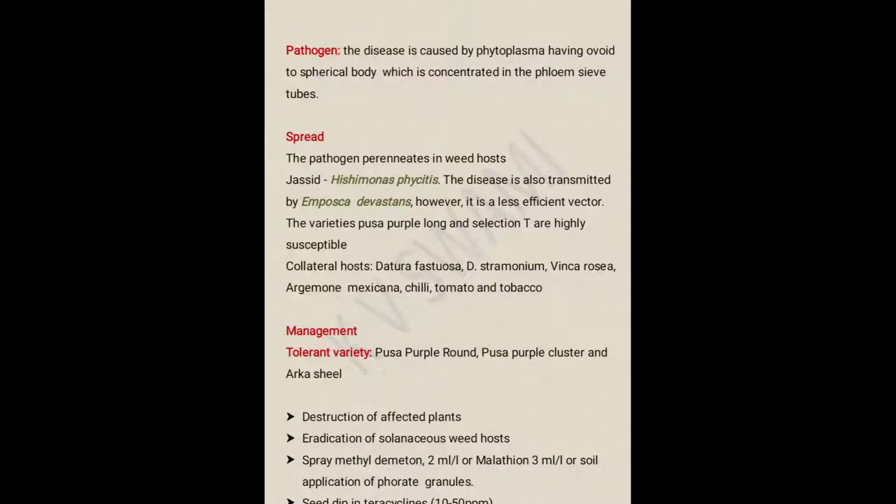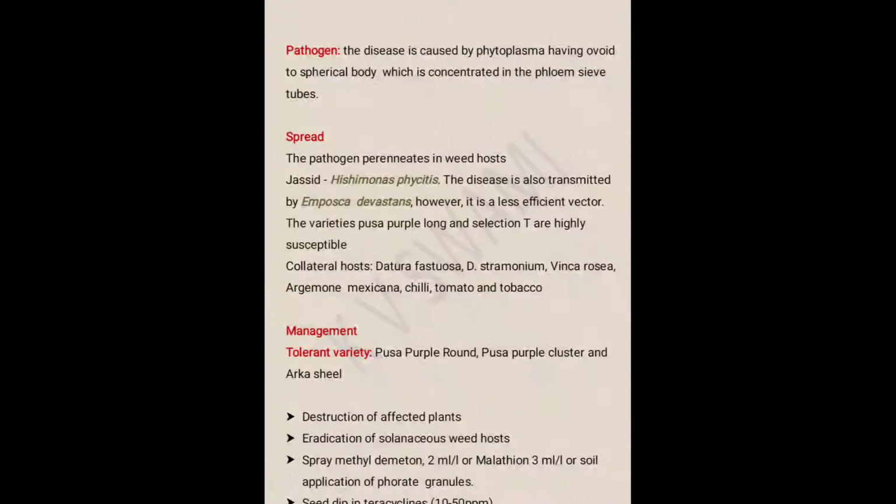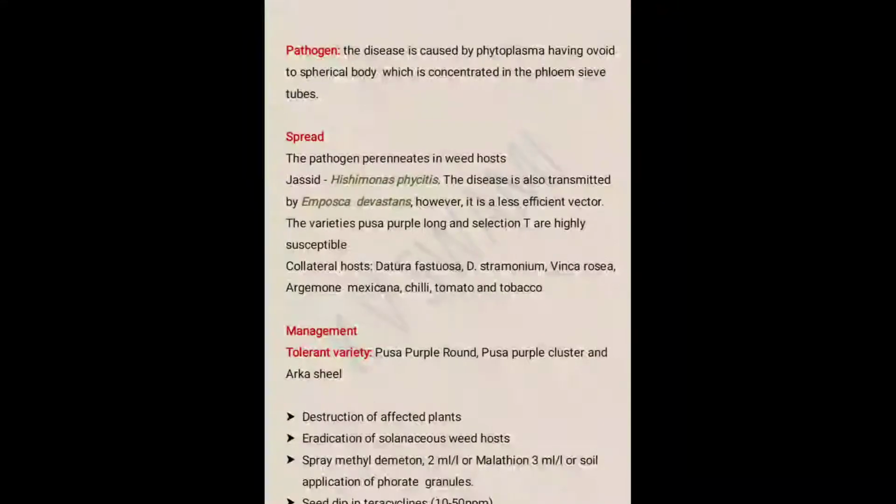Next point, that is the management of this pathogen. First of all, use tolerant varieties. For example, Pusa Purple Round, Pusa Purple Cluster and Arka Shield. These are the tolerant varieties. They can withstand even if there is an infection, an incidence of phytoplasma. Then also the plant will not exhibit any symptoms or will not show any reduction in its production of fruits.